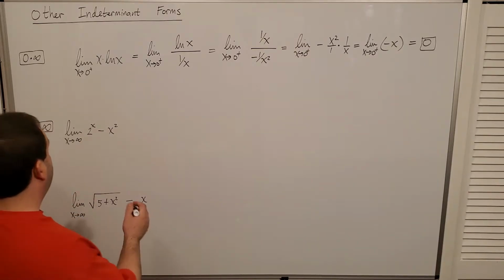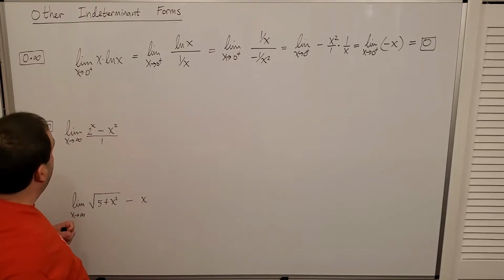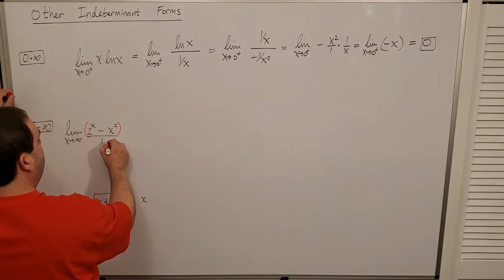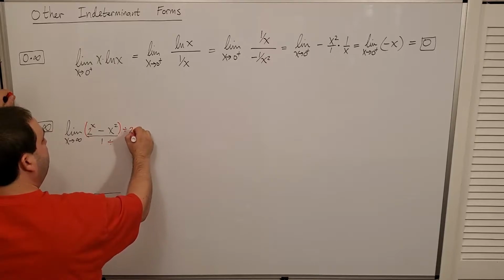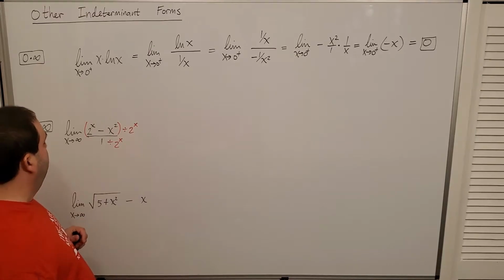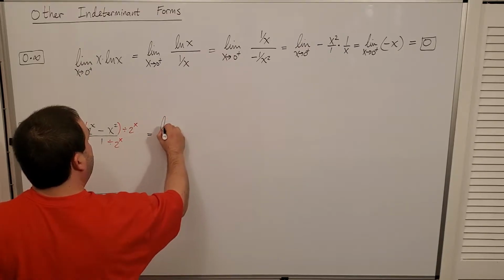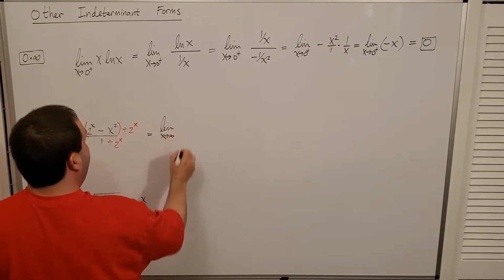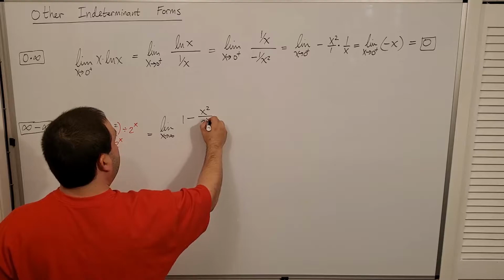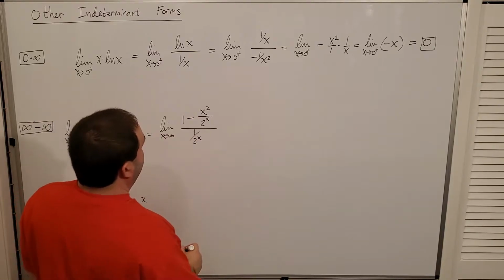With this one, I just remember that I'm over 1 like this. And then what I'm going to do is divide both the top and the bottom by 2 to the x, like this. So then what I have here is the limit as x goes to infinity of 1 minus x squared over 2 to the x, divided by 1 over 2 to the x.